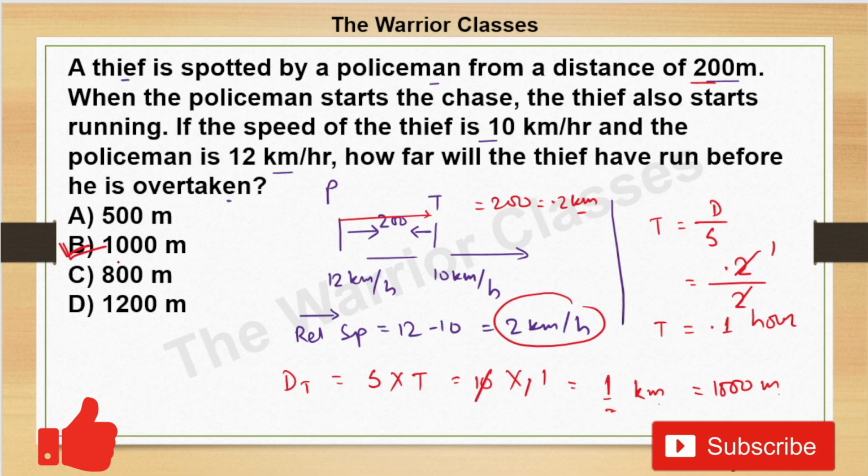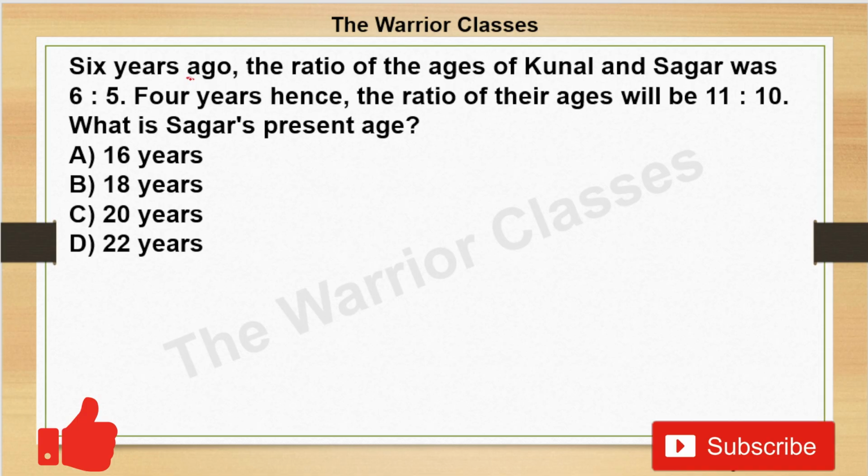Now moving to the next question. The question here is: 6 years ago the ratio of the ages of Kunal and Sagar was 6:5. 4 years hence the ratio of their ages will be 11:10. What is Sagar's age? So here are two persons, Kunal and Sagar. Before 6 years, let the age of Kunal be 6x. Similarly, the age of Sagar 6 years before will be 5x, right?